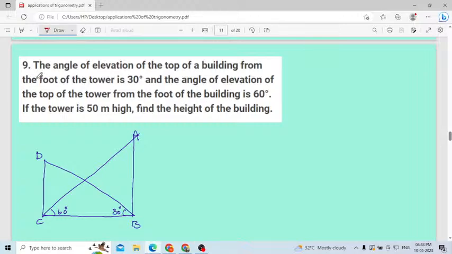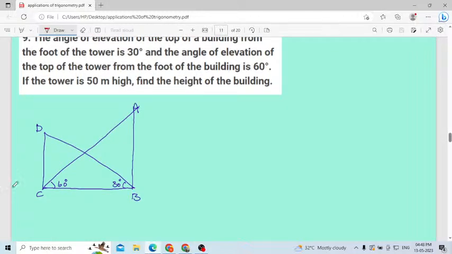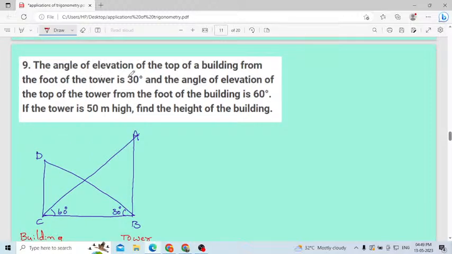Then next problem: the angle of elevation of the top of a building from the foot of the tower is 30 degree. One is the building, another one is the tower. Consider this is the building, then another one is the tower. The angle of elevation they have given here, from the top of the building to the foot of the tower, is 30 degree.